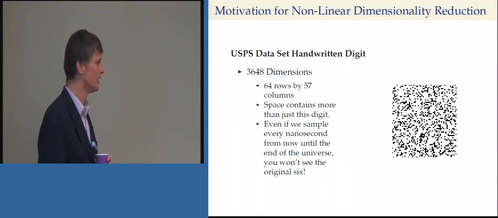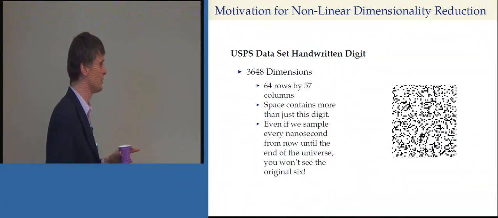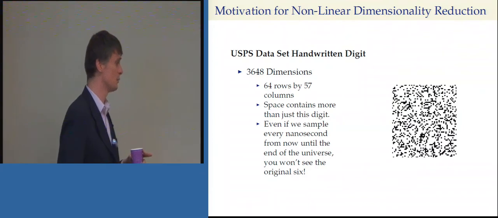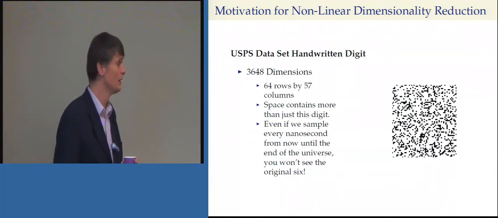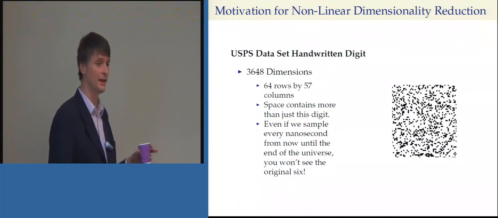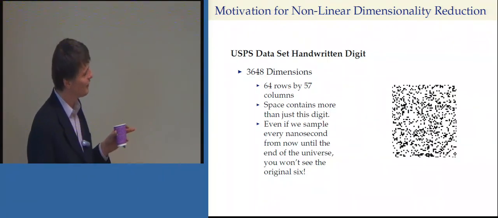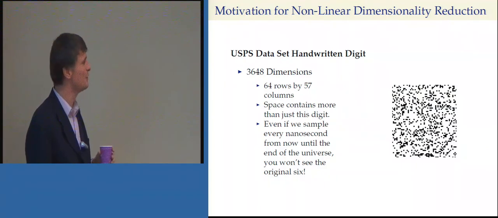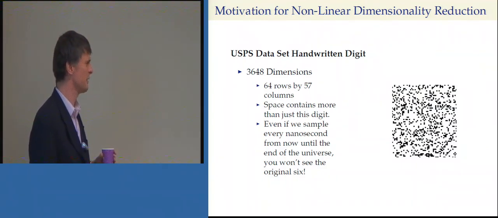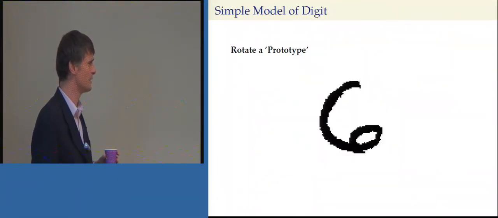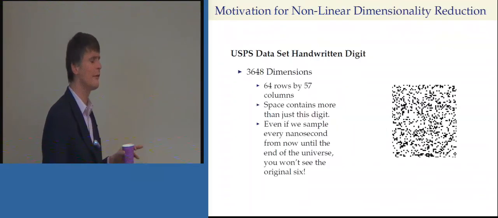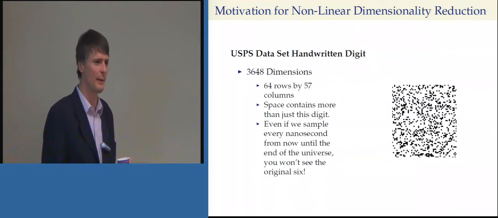And actually, it turns out that even if you sample every nanosecond from now until the end of the universe, you won't see the original 6. There's another sample, that's proof by example. That wasn't the original 6. So that space is massive, it's just an enormous space. 2 to the 3,648 possible things in that space. So modeling directly in that space seems like a very bad idea.